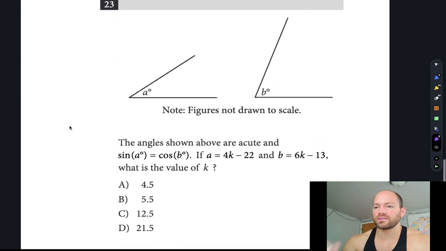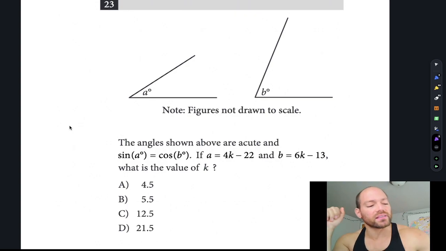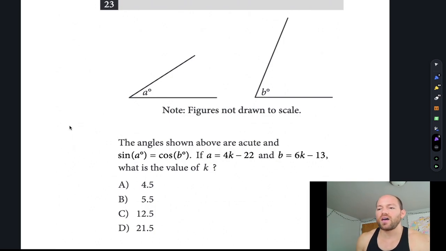Oh, now we get to some real stuff here. This is admittedly a more creative way to test this. One thing I like about this question is it doesn't even seem to be about triangles, right? It's mentioning sine and cosine, but it just shows two angles. It even says they're not drawn to scale. The angles shown above are acute. Okay. And sine of A equals cosine of B.